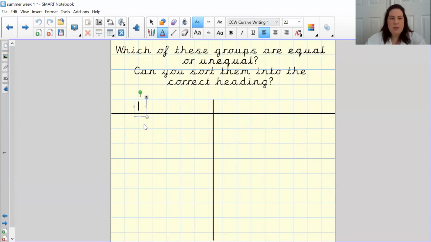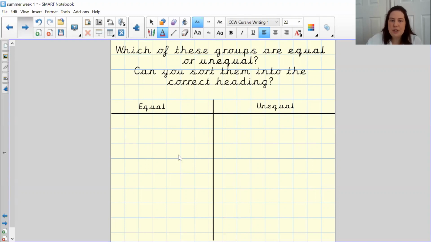In one column, you are going to write the word equal. And then in the next column, you are going to write unequal. So if you do have a printer at home, I will upload some pictures onto Tapestry that you may like to print out, and you can stick them into the different groups. Or if you do not have that, then have some challenges and try and draw them yourselves.